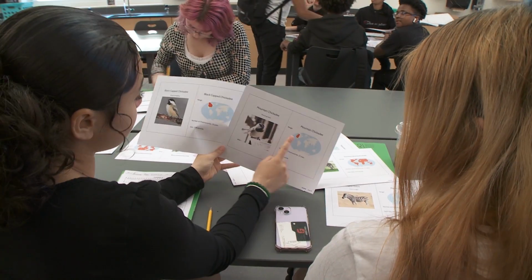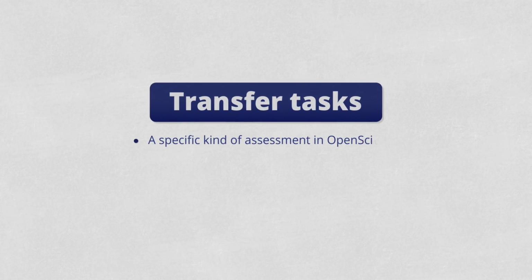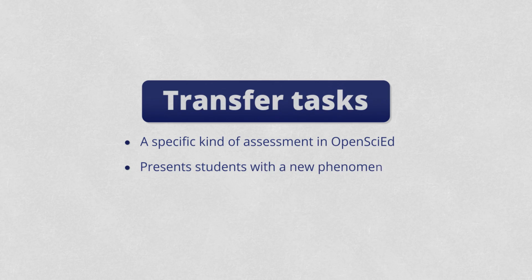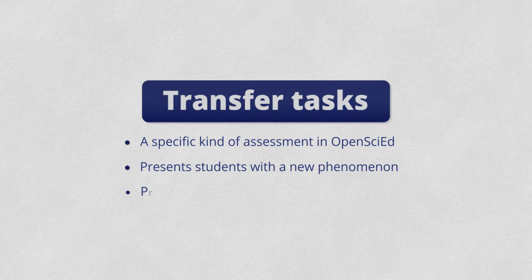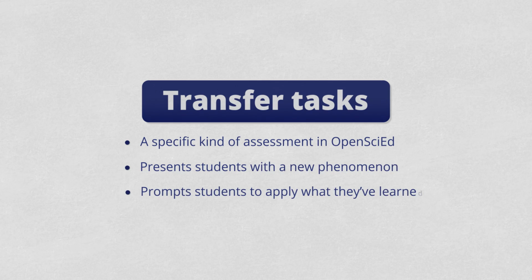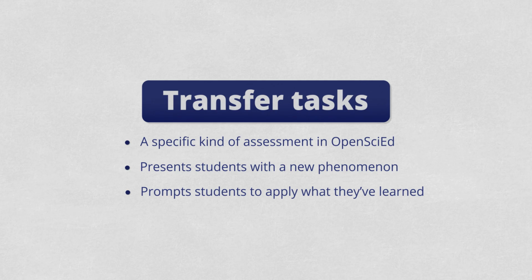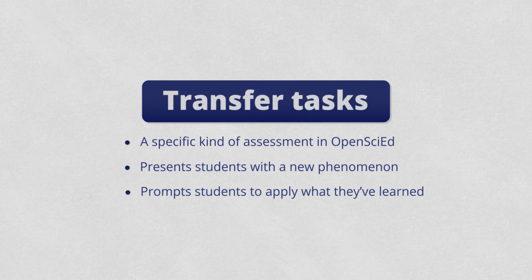What if your students' next assessment didn't just test what they remembered, but actually showed what they could do with their ideas? That's the goal of a transfer task. A transfer task is a specific kind of assessment in the OpenSciEd assessment system. It presents students with a new phenomenon, something they haven't explored before, and prompts them to use the ideas, practices, and cross-cutting concepts they've built so far in the unit to explain or make sense of it.